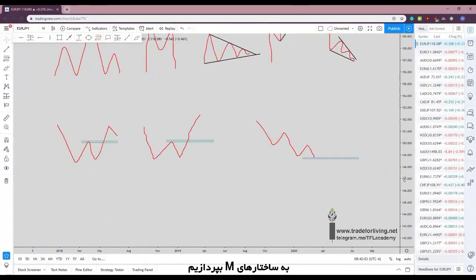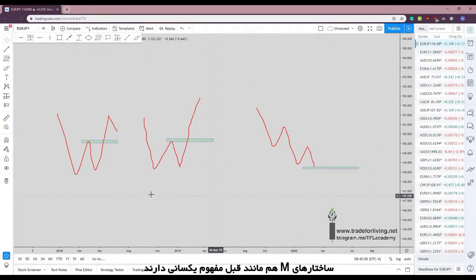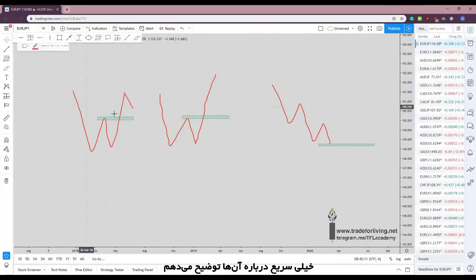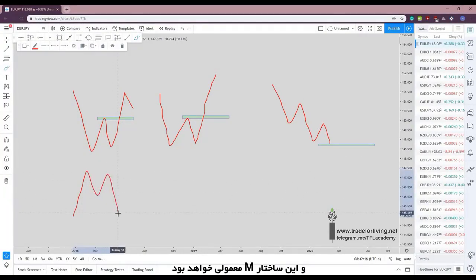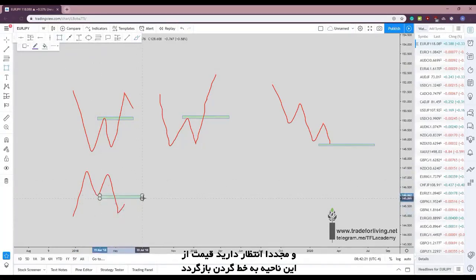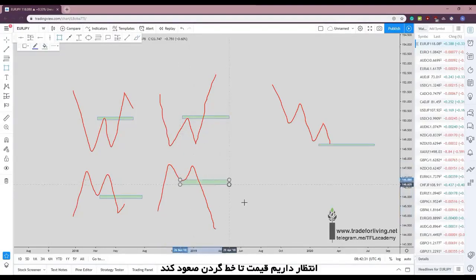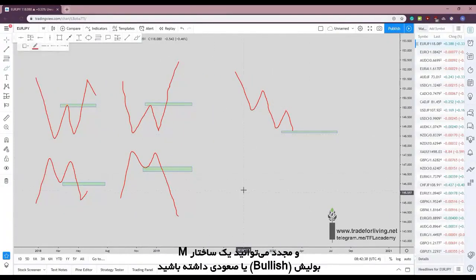Now let's continue with M formations. Now M formations is exactly the same concept, but is all reversed. I will go to it very quickly. Here a regular W formation, this will be a regular M formation, and you're expecting again a push to the neckline from this area. Also for M formations, as for W formations, you can have an extended M formation, and again overall we want to see a push to the neckline, even if we know that we have some resistance around this area.